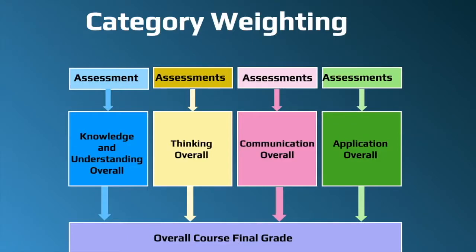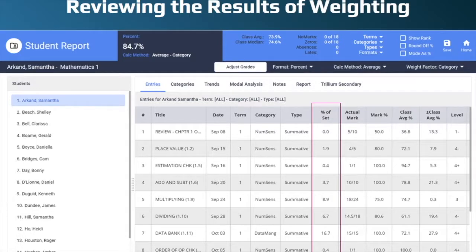Here's how the weights interact. Entry weights affect how the marks for each entry are combined to generate a category mark. Then category weights determine how the category marks will be combined in order to determine the overall or final grade. It's important to review the results of weighting to ensure that each assessment is contributing appropriately to the overall mark.